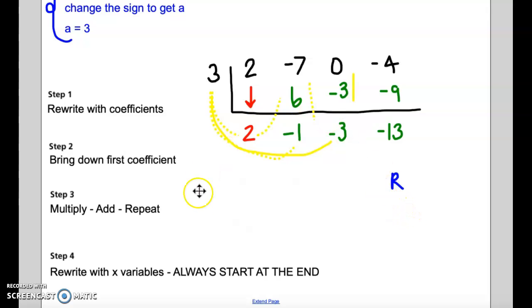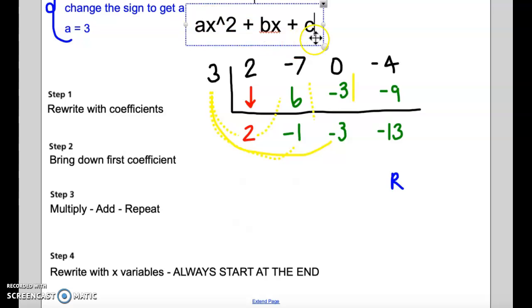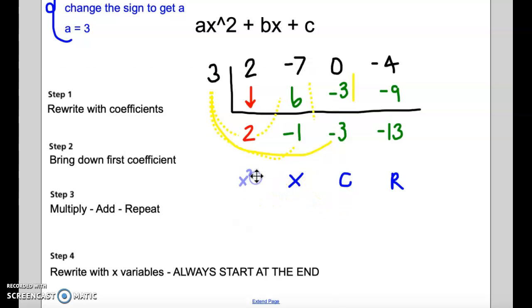And then I go backwards in standard form. Remember, standard form is that ax squared plus bx plus c. So I always have like a plain number here at the very end. So the last number is my remainder. Backward standard form tells me that I'm next going to have a constant, and then I'll have an x term, and then I'll have an x squared term. If there was more, I would say x cubed.